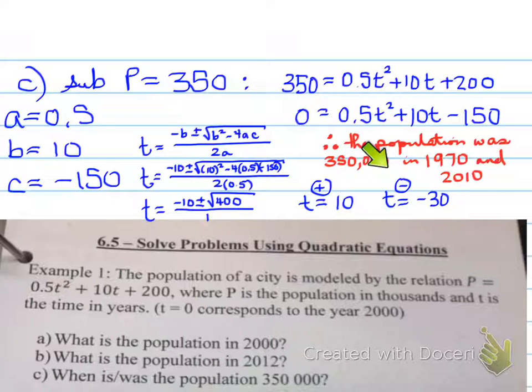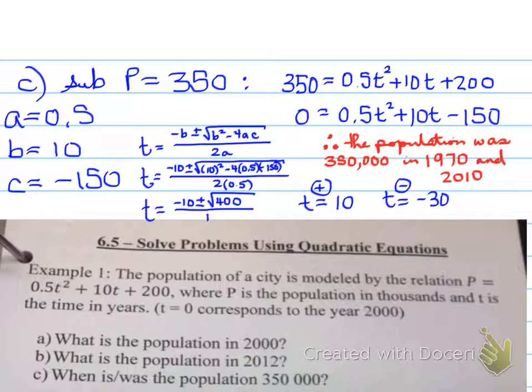Now, some of you may be wondering, how come the population was the same in those years 40 years apart? Well, look at the equation. The equation opens up. That means that when you look at a parabola opening upwards, the population in 1970 was probably on its way down, and then in 2010 the population was on its way up. So it's a model of a population of a specific city and things that happen over those years.